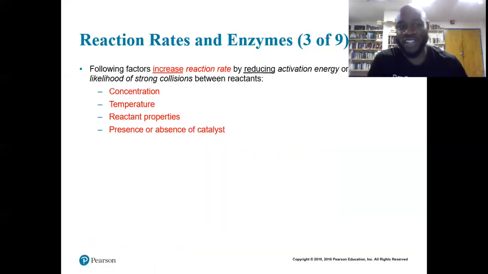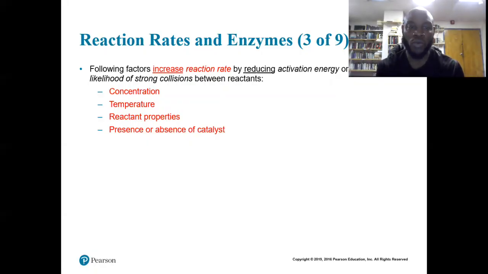So how does this happen in your body? That's what we want to get to. This is human anatomy and physiology. We are studying the body. We're not just studying chemistry, even though chemistry is very important for understanding what's going on inside of your body. So the following factors increase reaction rate by reducing activation energy or increasing the likelihood of strong collisions.